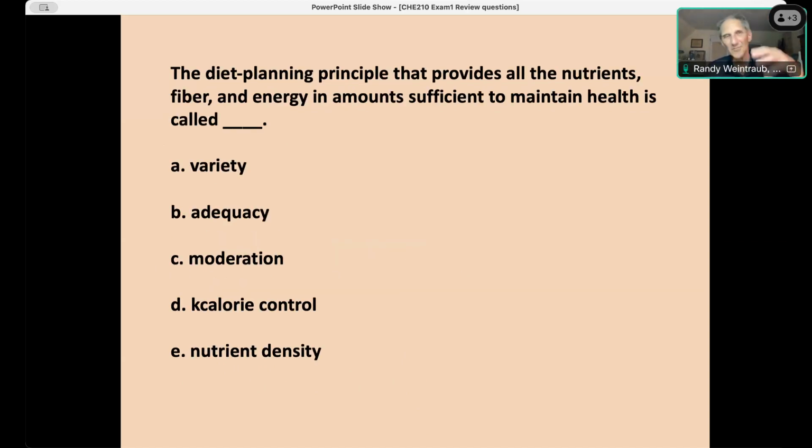Okay, the planning principles, we said there's 6 of them, and 5 of them are mentioned here. Which one is amount is sufficient to maintain health? Okay, that's adequacy. Pretty clear.